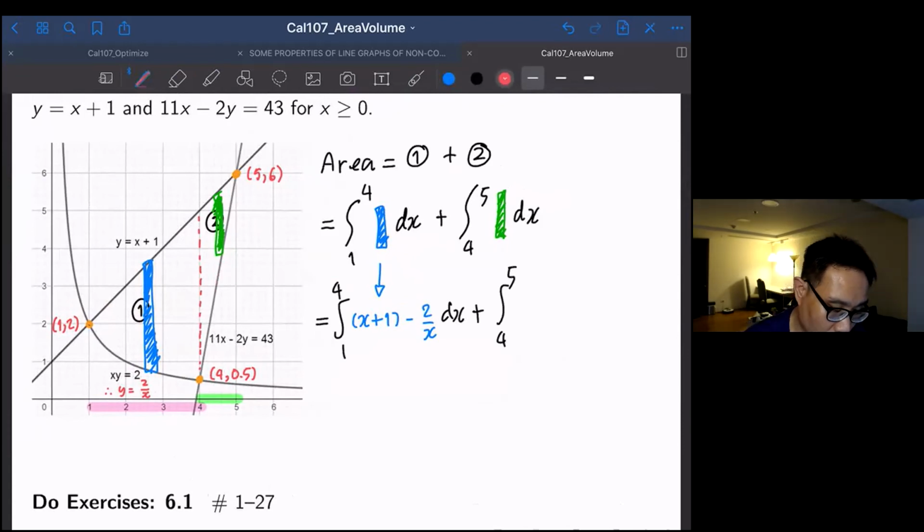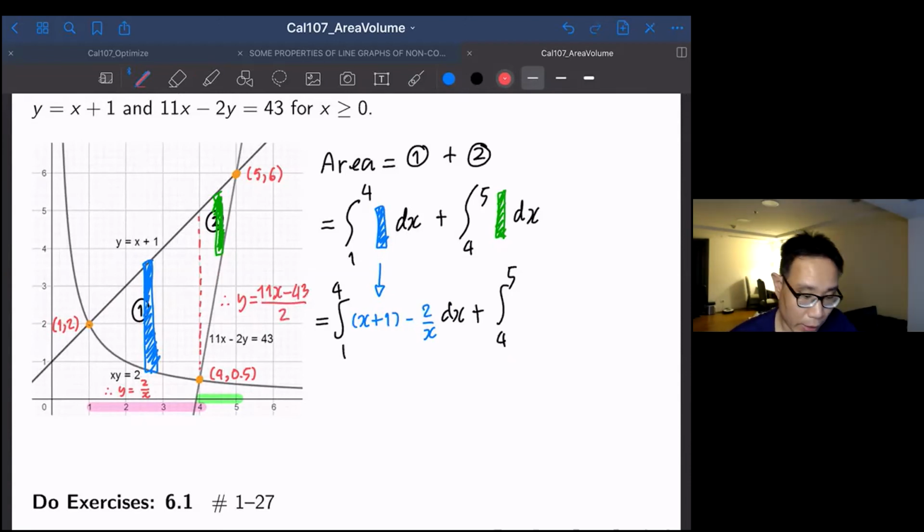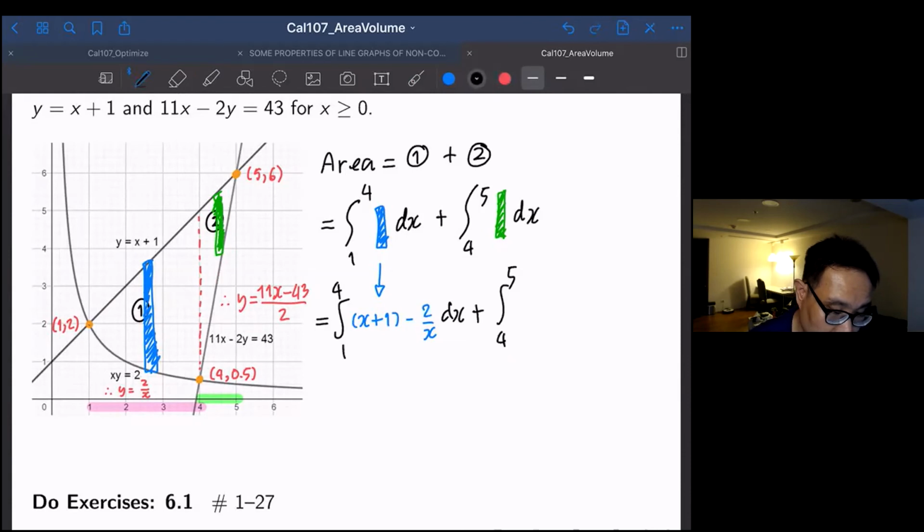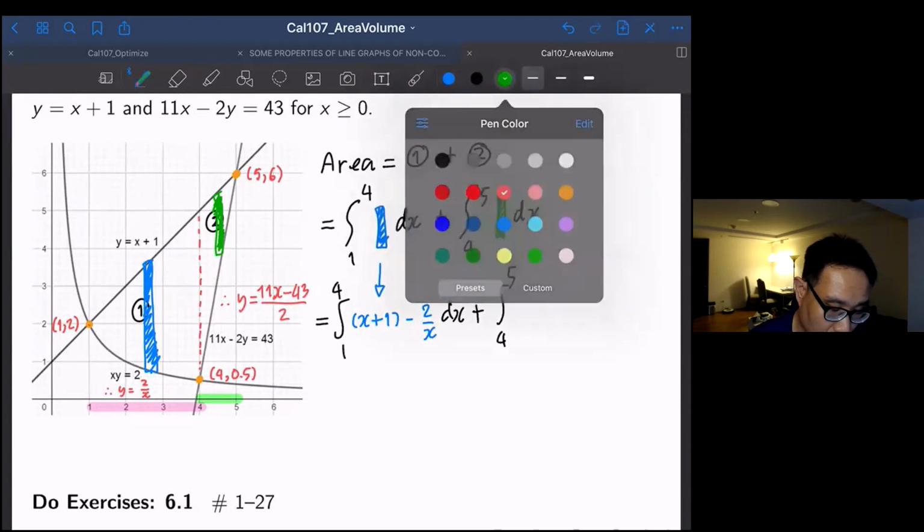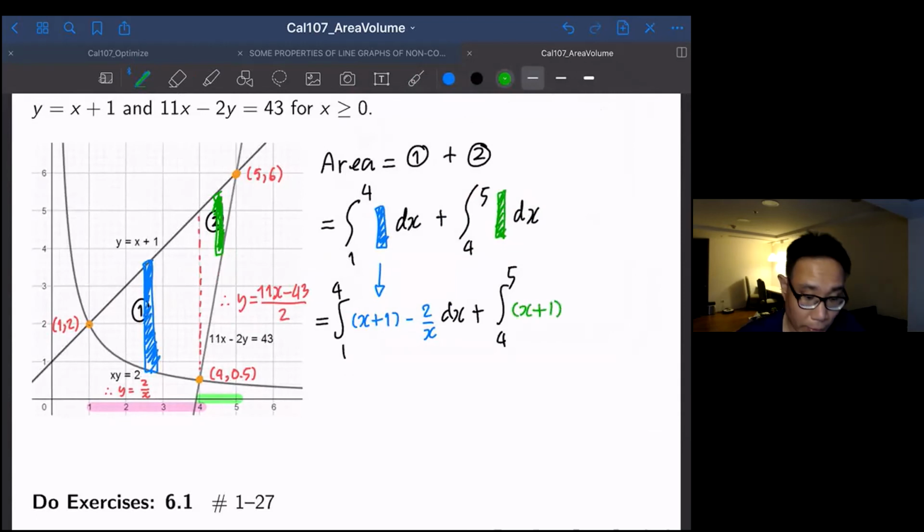So again, you solve for y. You get y equal to, I believe, 11x minus 43 over 2. So it's going to be 11x minus 43 over 2. So you have x plus 1 on top, minus 11x minus 43 over 2, and you have dx.